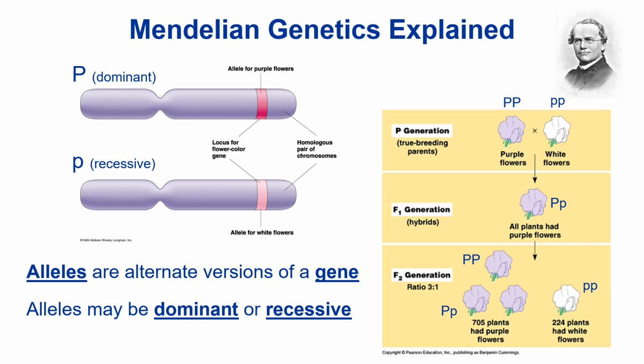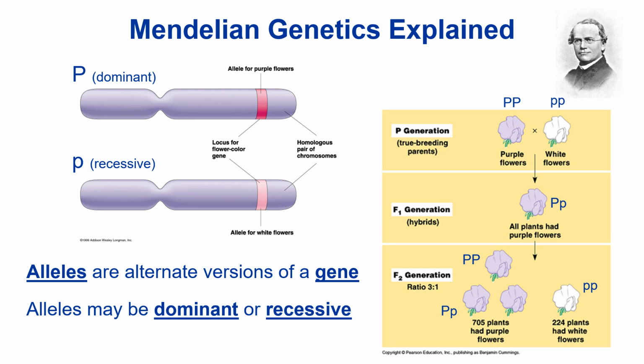And he saw this in a 3-to-1 ratio. And he proposed that, again, there was this dominant factor that coded for the purple color, and it masked the effects of the factor that coded for the white color. And the plants in the second generation, they had that dominant factor. They also were carriers for what he called the recessive factor.